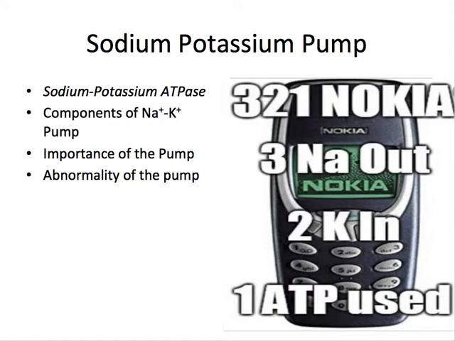Abnormalities in the number or the function of this sodium potassium pump are associated with several pathological conditions. For example, a reduction in the number of these pumps in the myocardium, the heart muscle, is associated with cardiac failure. And in case of faulty function of the pump, there will be excess reabsorption of sodium ions in the renal tubules, and that is associated with hypertension.